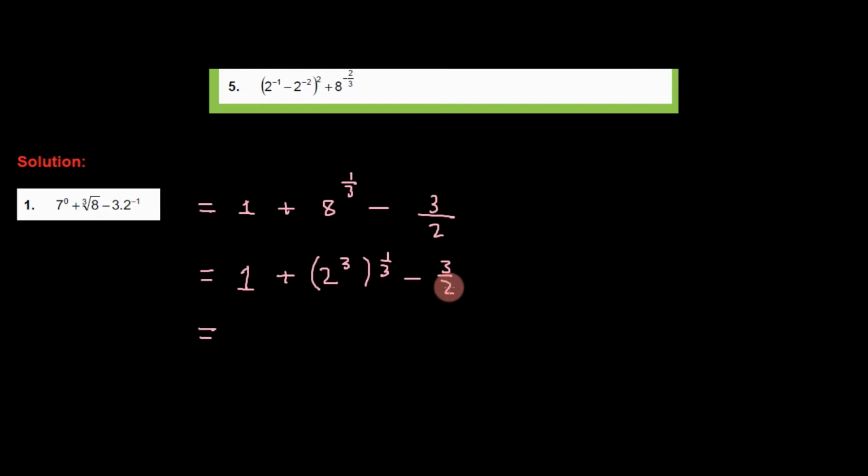One minus 1.5, or 3 over 2, is negative a half. We can multiply the powers here, and the 3's cancel, so we get 2. And then negative a half plus 2 is 1.5, or 3 over 2.